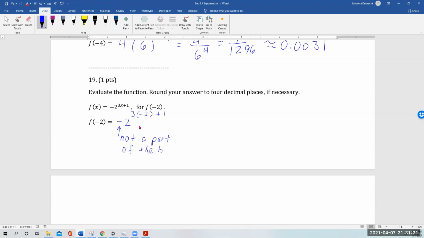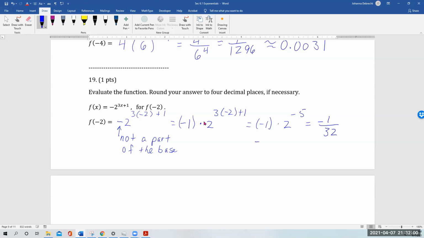Because of that, we'll treat this as if it were a -1 times the 2. This is going to be like a -1 times a 2 raised to the 3 times the -2 plus 1 power. Now 3 times -2 is -6. -6 plus 1 gives us -5. This gives us the -1 times 2 raised to the -5 power. 2 to the -5 is 1/32. So this gives me a -1 divided by 32.